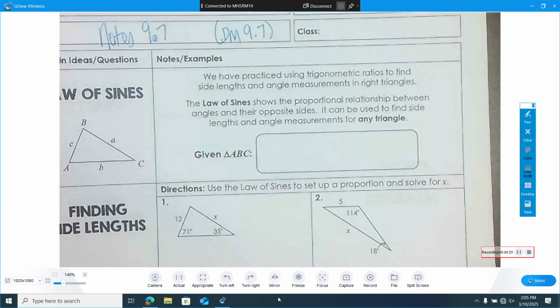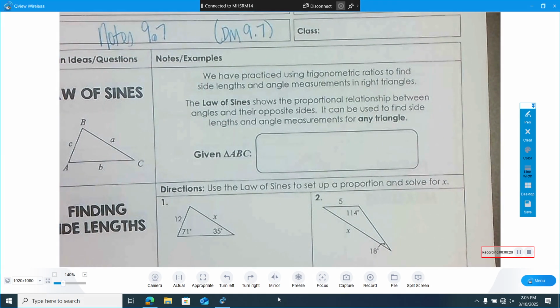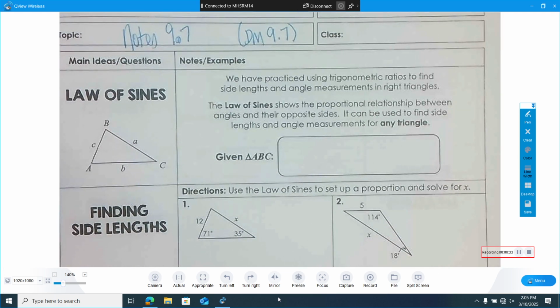So in your book, if you were like, hey, I don't know how to do it, you could look it up. It's in chapter 9, section 7. And today we're talking about the law of sines.